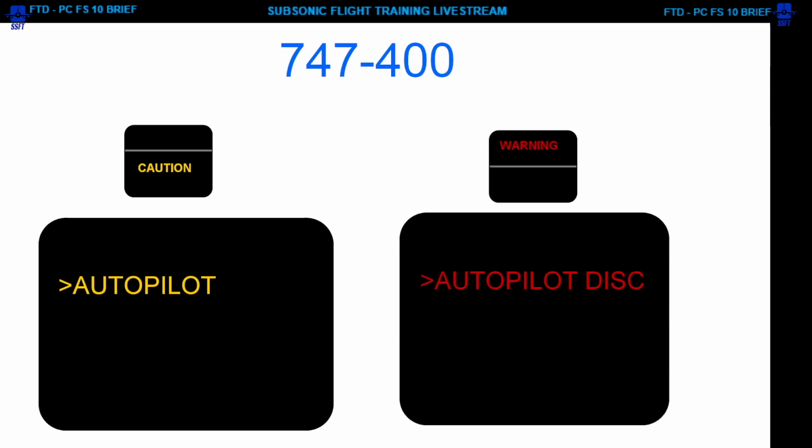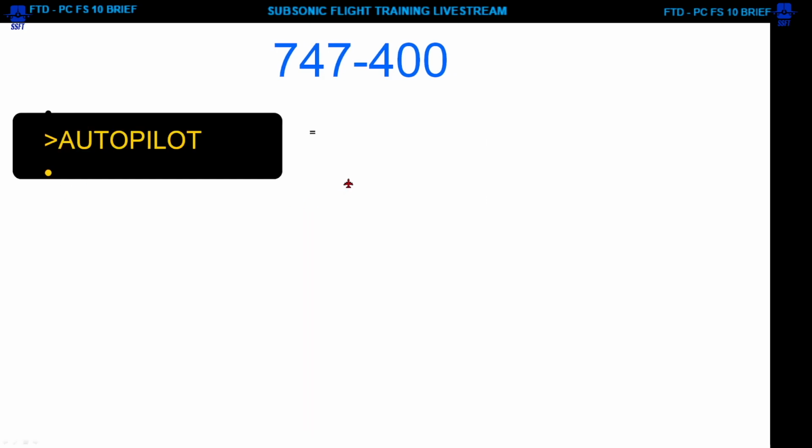Now that differs very much so from an autopilot disconnect. Of course, this is what they got when they disconnected the autopilot. They got the master warning, they got the siren, they got the autopilot disconnect message, they got all that stuff when they disconnected. But when you get an autopilot caution message, it doesn't necessarily mean you have to disconnect the autopilot.